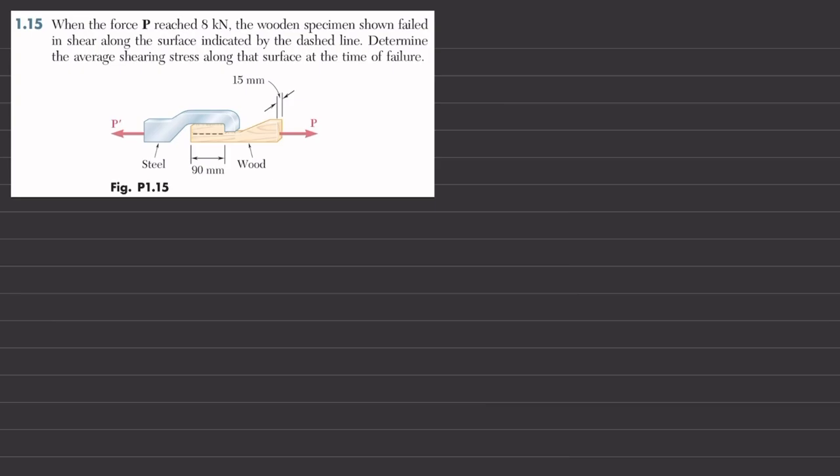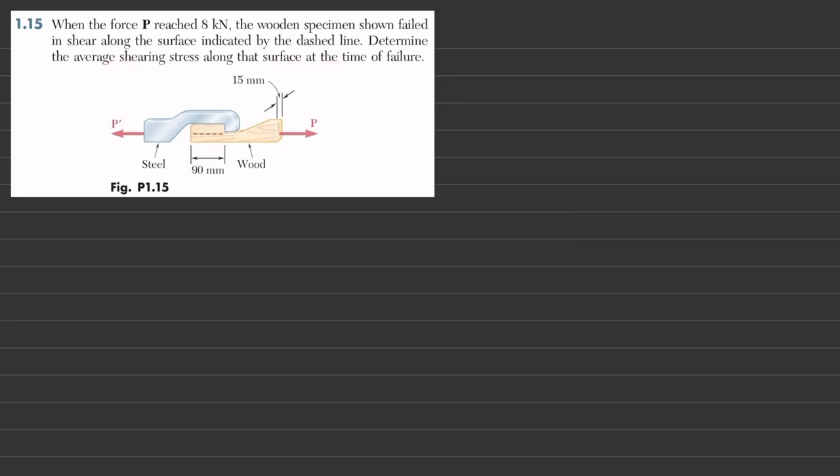Welcome back. Problem 1.15. So statement is when the force P reached 8 kilonewton, the wooden specimen shown failed in shear along the surface indicated by dashed line. Determine the average shearing stress along that surface at that time of failure. So you can see this is the load P that is applied, that is tensile load 8 kilonewton, and it is given that due to this load the wooden specimen shown failed on this dashed line. Clear? So you have to determine the shear force along that failure.